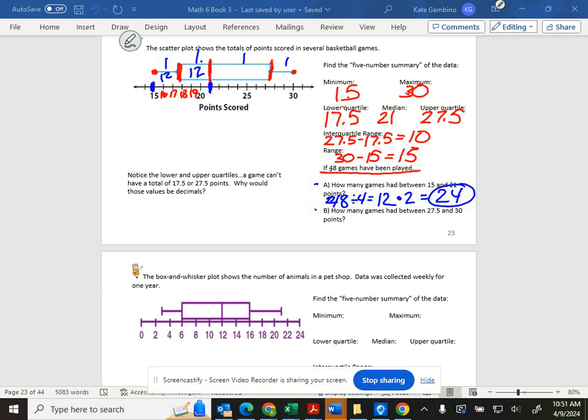So how many games had between 27.5 and 30? How many games had those points?